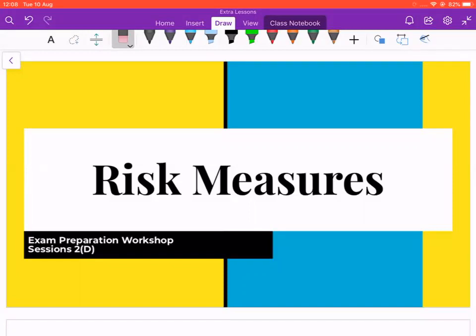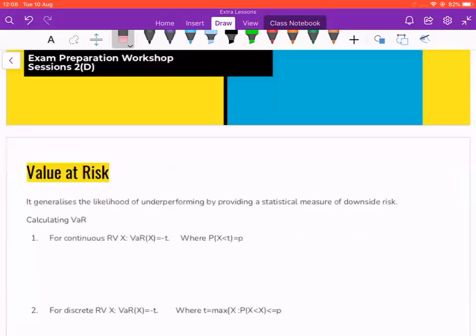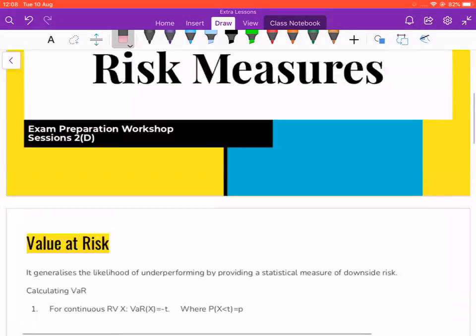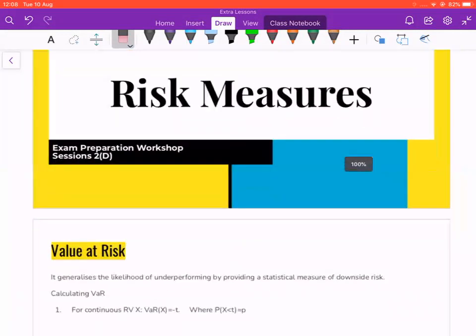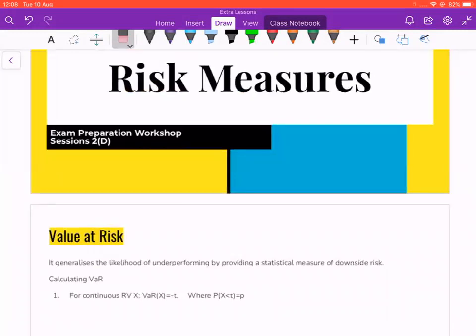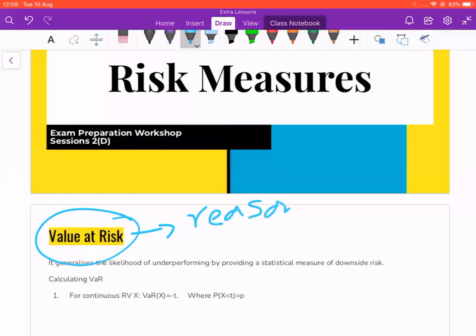So anyway, risk measures, we are going to go to VaR. The measure of VaR is about being reasonably sure that you cannot exceed a certain loss at any given time. It is the amount of loss you are sure you cannot exceed for the next period. Of course, this is reasonably sure.